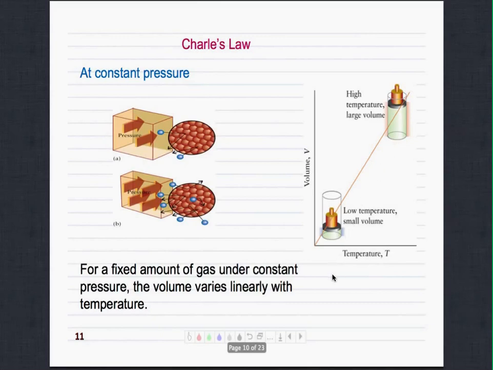So in other words, for a fixed amount of gas under constant pressure, the volume varies linearly with the temperature. In other words, the volume and temperature are proportional. And definitely we're talking at constant pressure. So that's Charles' law. So the first law, as I'm putting more pressure at constant temperature, means I'm decreasing the volume. Pressure and volume are inversely proportional. The second one, at constant pressure, if I'm heating a can which has gas in there, at a certain point it's going to explode because I'm putting a lot of heat in there, and the temperature and the volume of the gas keep increasing. Okay? So that's Charles' law.